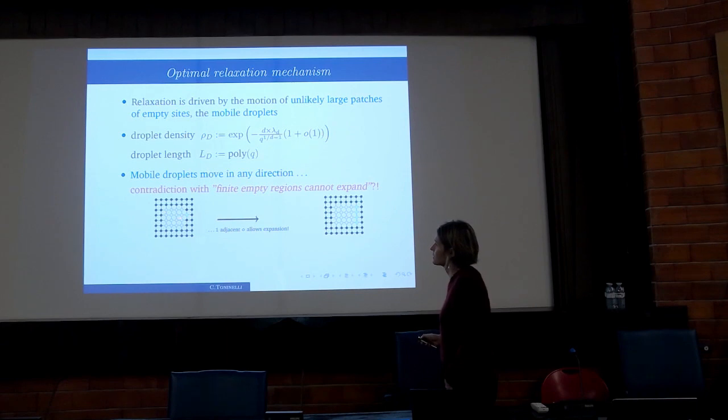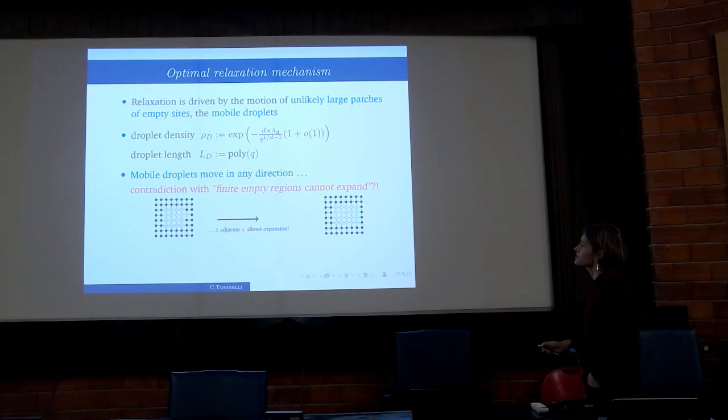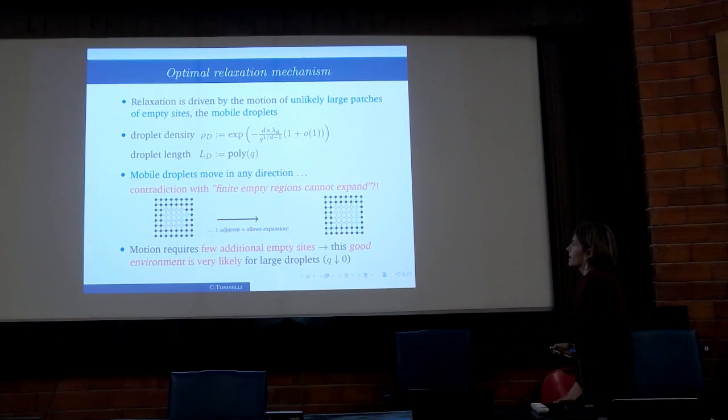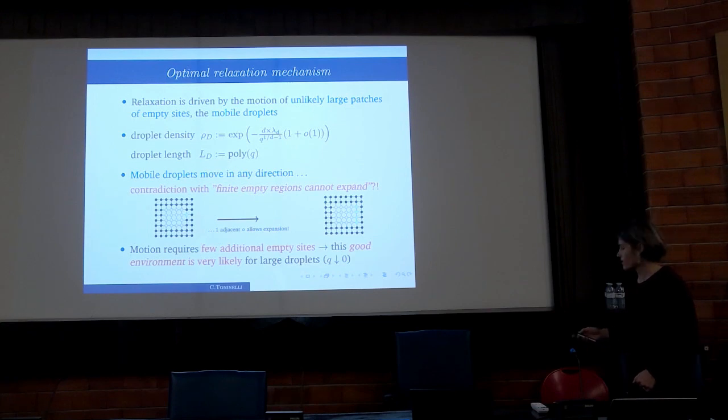I can just fill sites inside, but I cannot expand. But it is enough to have an empty site nearby in order to be able to empty, starting from this site, this column completely, and then to refill this column behind, just leaving an empty site. So if I have one adjacent empty site, I'm allowed to expand, to move. The point is that these droplets are big enough that, in a typical environment, when q goes to 0, I will have these few additional empty sites around, which allow me to move. So they are mobile in any direction in a typical environment.